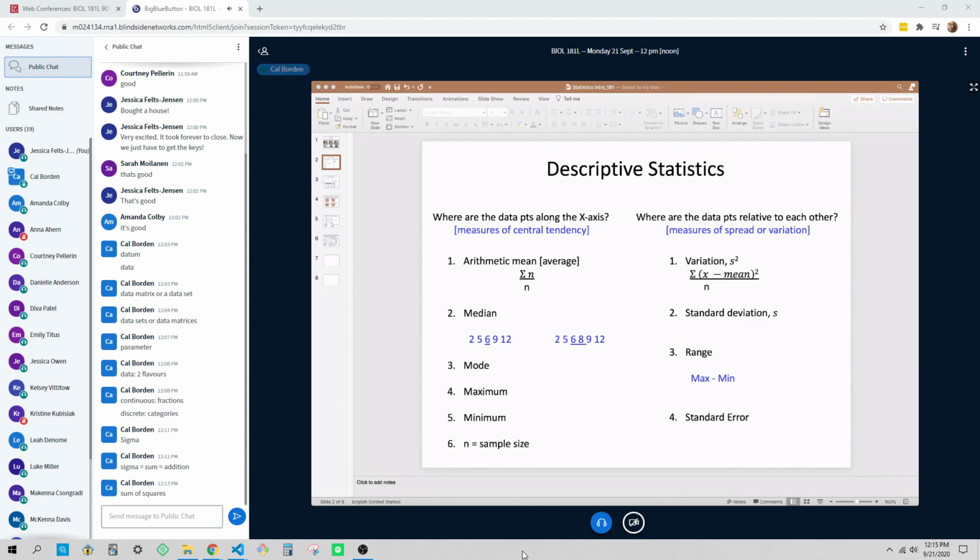The range is the maximum value minus the minimum value, right? And the standard error will come in the last slide. It's going to be the most complicated to understand. So just leave it for right now. Okay? So are there any questions on this? What you need to be able to recognize is the terms measures of central tendency, measures of spread, and then which statistic goes under each category. Questions so far?